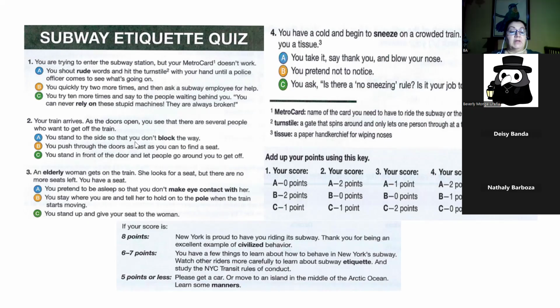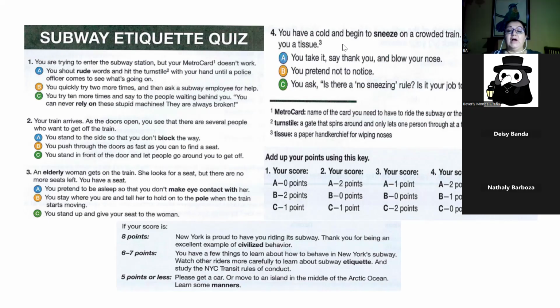Perfect, okay? 3, an elderly woman gets on the train. She looks for a seat, but there are no more seats left. You have a seat. You pretend to be asleep so that you don't make eye contact with her. You stay where you are and tell her to hold on the pole when the train starts moving. You stand up and give your seat to the woman. C. C, okay? You should do that.